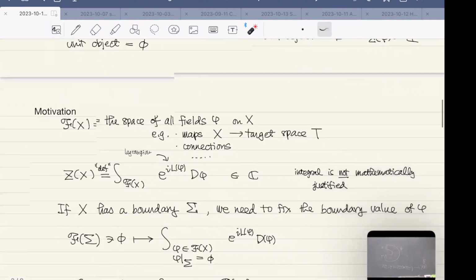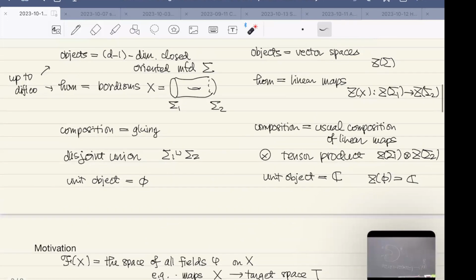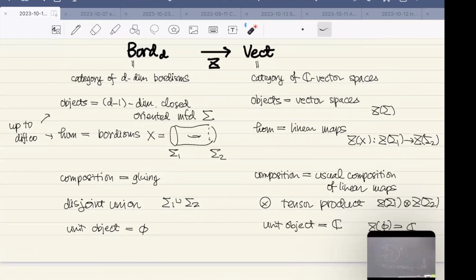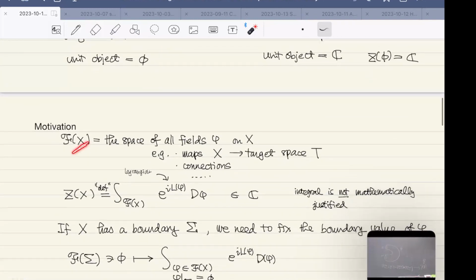So what is a quantum field theory? First you consider the case when X is a closed D-dimensional manifold, so X is closed, D-dimensional, no boundary. Then you consider the space F of X. This is the space of all fields phi on X.